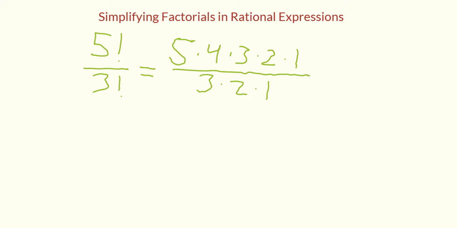Now notice, conveniently for us, these share a lot of the same factors, and so they'll cancel out. The 3, 2, and 1 will cancel because they are in both the numerator and denominator. And that just leaves us with 5 times 4. And 5 times 4 is 20.